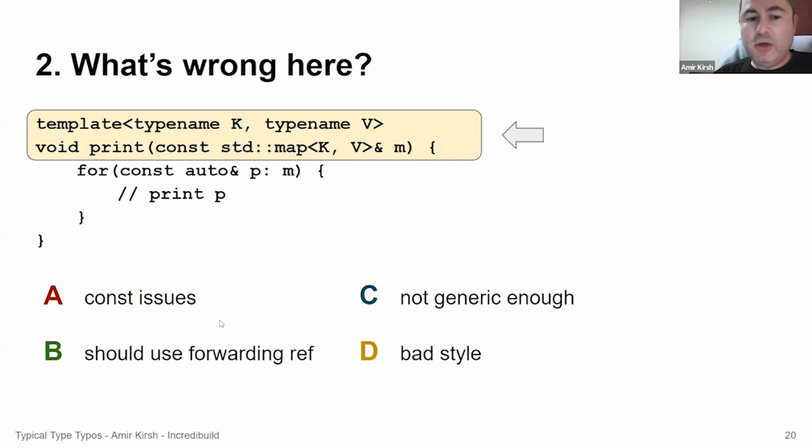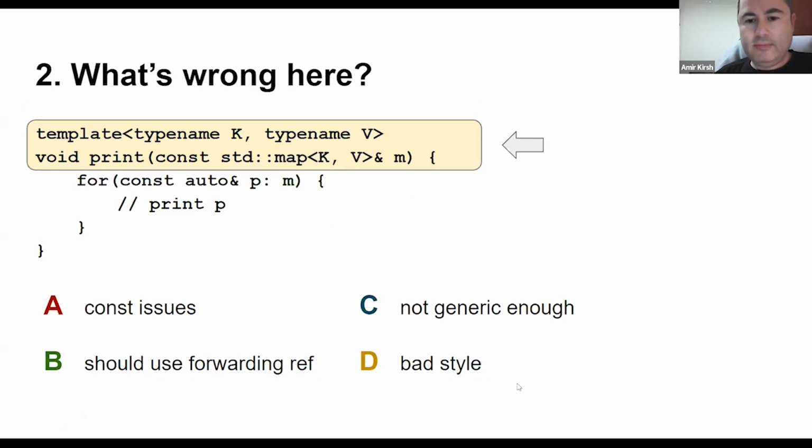We have const issues here, or should use forwarding reference. Maybe we do not use forwarding reference somewhere. The code is not generic enough, or there is some kind of a bad style. You can cast your vote now. And we will give you 10 more seconds. So in about 10 seconds from now, we will share your voting, and we will discuss what I think is the problem here.